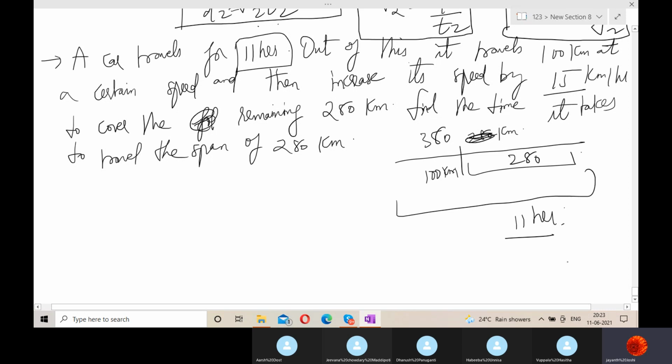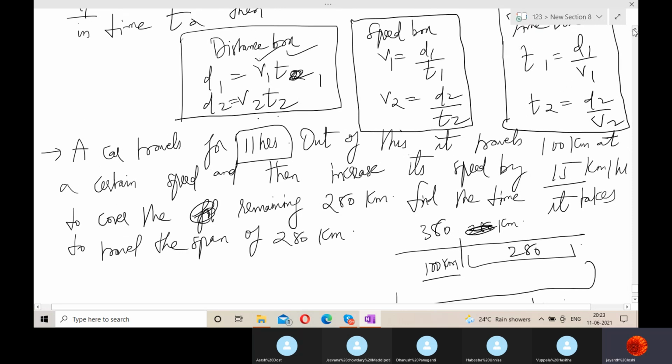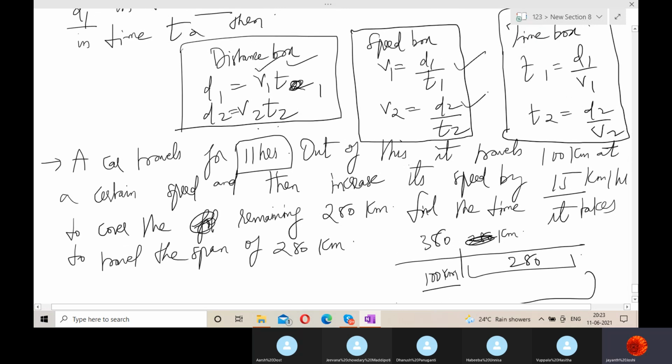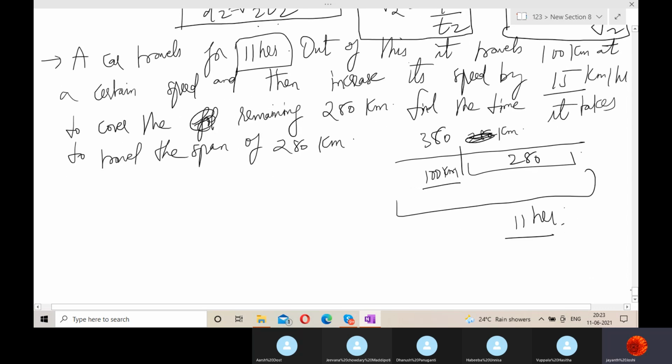A car is traveling for the total time of 11 hours. Out of this, it travels 100 kilometers at a certain speed. We don't know that, and I think we should not bother about that, because we know the speed box formula very well. Speed box formula is what? D1 T1 by D2 T2. Why I am saying about this formula, you will understand very shortly. And then they increase the speed by 15 kilometers per hour to cover the remaining distance of 280 kilometers. So I am just putting that formula here. You please understand.